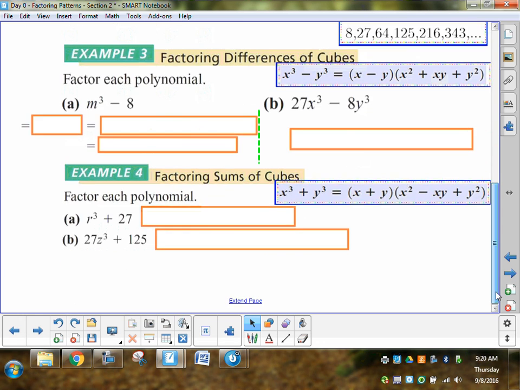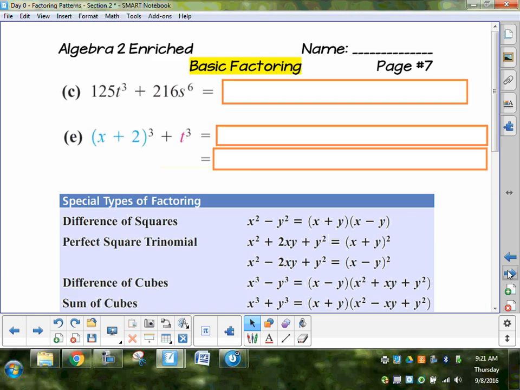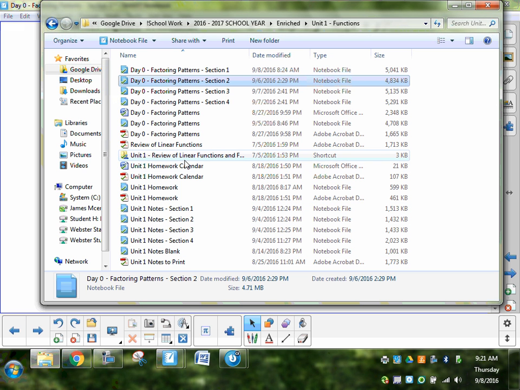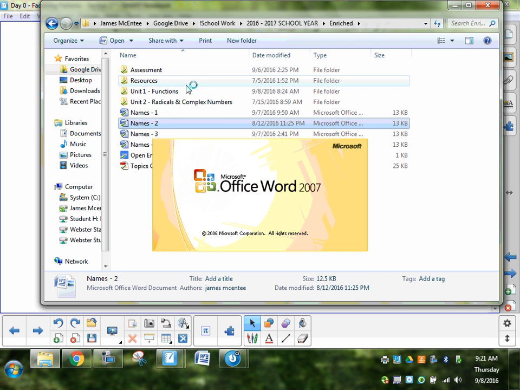Now, there's a couple of ones down here. You could give these guys a try tonight as well. But what I'm going to ask you all to do is this. I need to make sure that I have which section are you guys? You're section 2, is that right? All right, so what we're going to have happen is this.